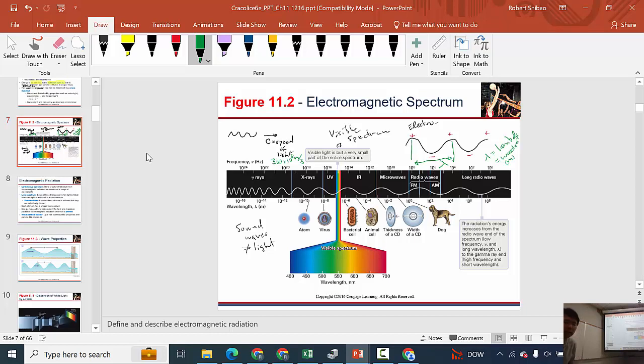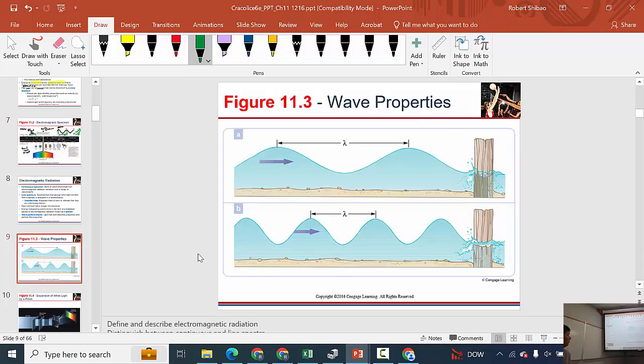So what we're looking for is how matter and light interact. If we think of an ocean wave, it depends on how light and matter interact.